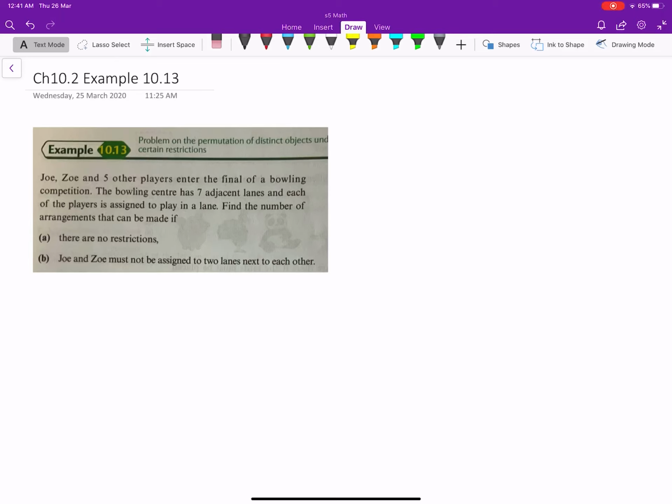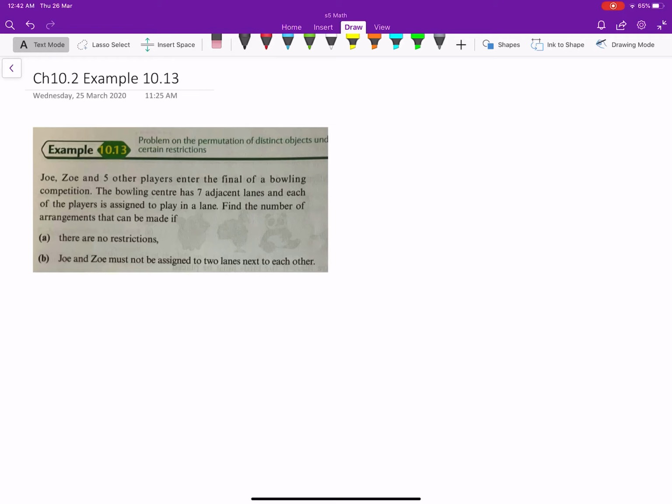Hello students, today we come to the last example of session 10.2. Today we will end this session, and tomorrow you will be learning chapter 10.3. So let's have a look.